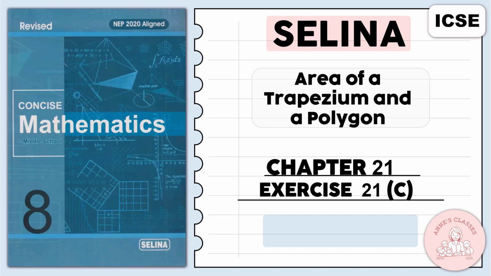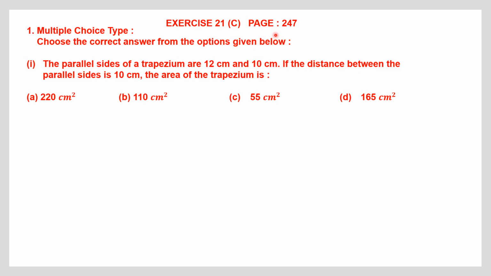Let's do area for trapezium and a polygon, chapter 21, exercise 21C. Page number 247, question 1, multiple choice type. Choose the correct answer from the options given below. The parallel sides of a trapezium are 12 centimeters and 10 centimeters. If the distance between the parallel sides is 10 centimeters, we have to find the area of the trapezium.